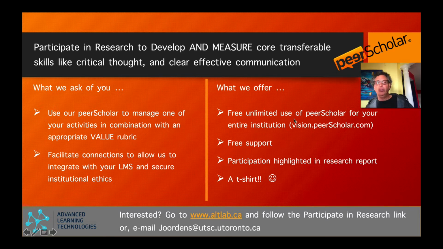What are we offering you? Well, because we know it takes a little bit of time to integrate and such, what we're basically saying is if you join the project, your entire institution can use Peer Scholar freely, and we will support them as well. We think it's a really powerful process. We'd like to see people using it. I'd love to see it spread.